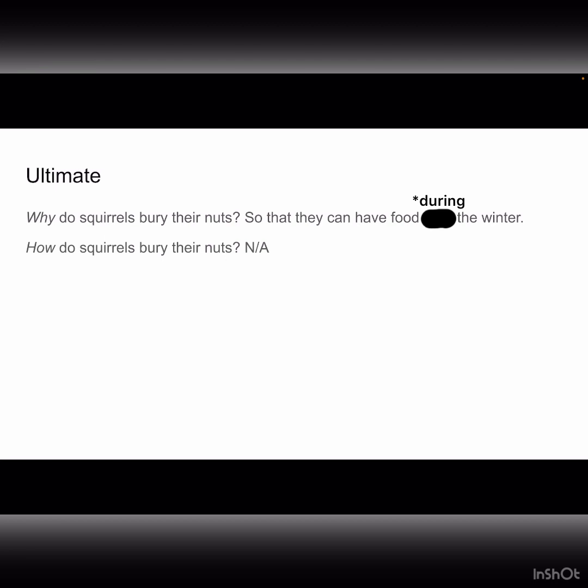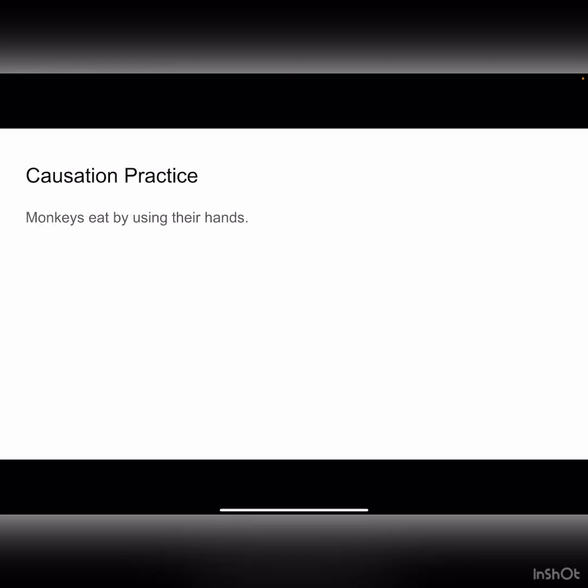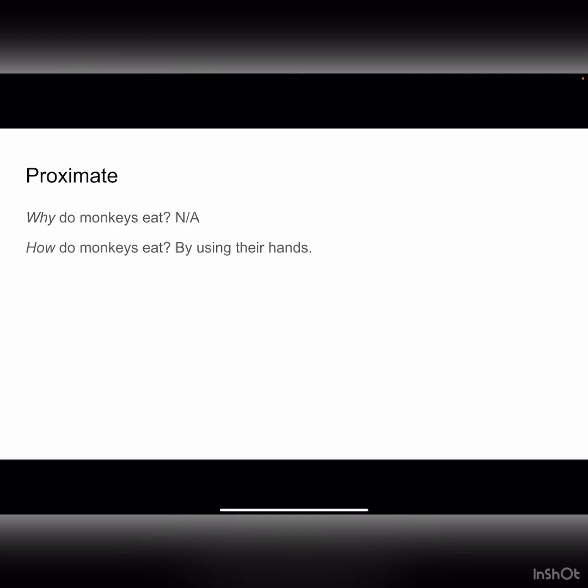Let's try another example. Monkeys eat by using their hands. Ultimate or proximate? Proximate. How do they eat? With their hands. Why do they eat? Again, we can probably guess the answer, but the information that we're given doesn't directly state it.